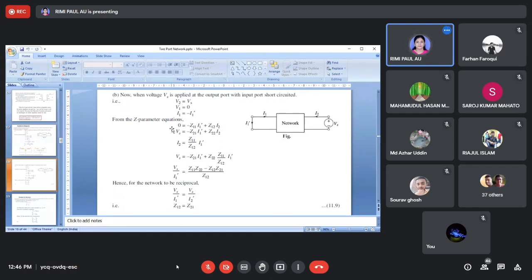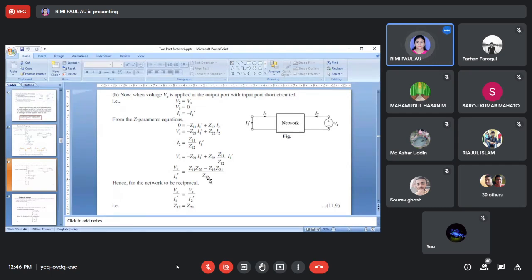So now put it here. V1 is equal to 0, which is minus Z11 I1 prime, where I replaced I1, plus Z12 I2. Next, Vs is equal to minus Z21 I1 prime plus Z22 I2. Now from this we have to find Vs by I1 prime, so you have to replace I2. If I replace I2, then Vs by I1 prime is equal to Z11 Z22 minus Z12 Z21 by Z12.